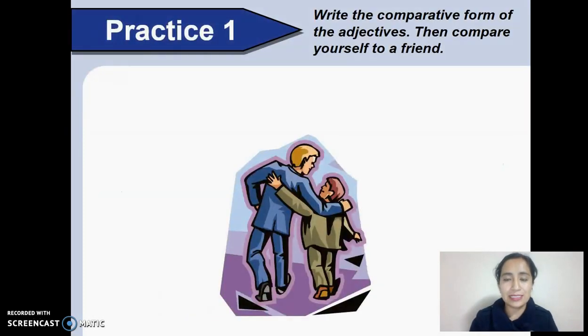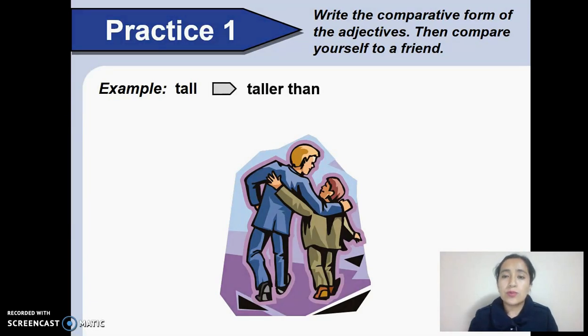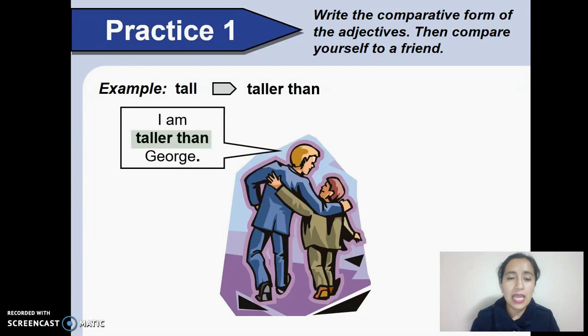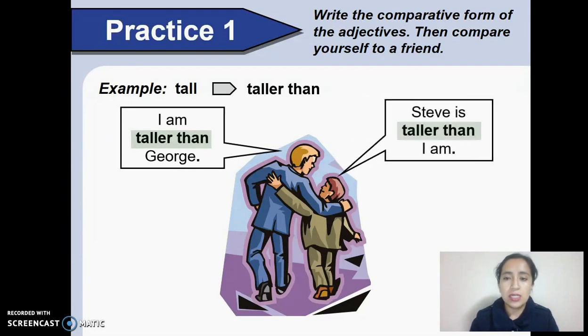So let's practice a little bit with this picture. You're going to write your own examples of these comparative adjectives. For example, if we have the adjective tall, the sentence will have the comparative form taller than. I am taller than George. Steve is taller than I am.